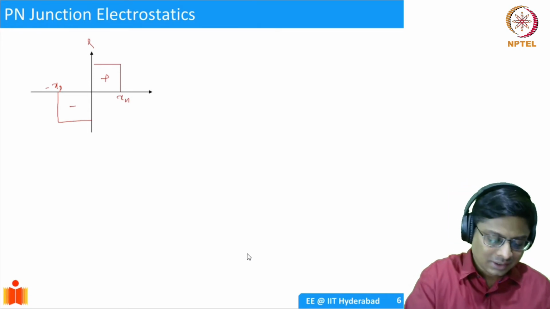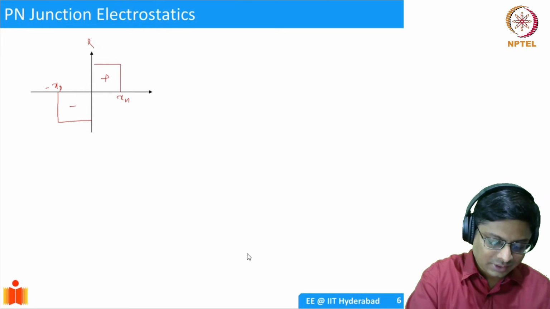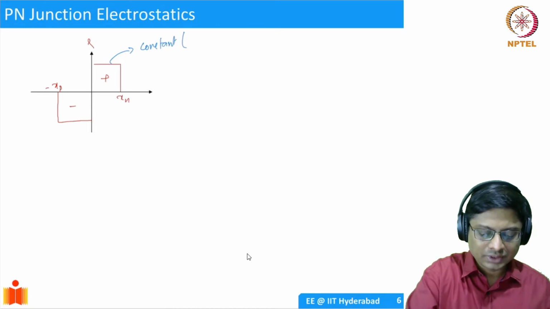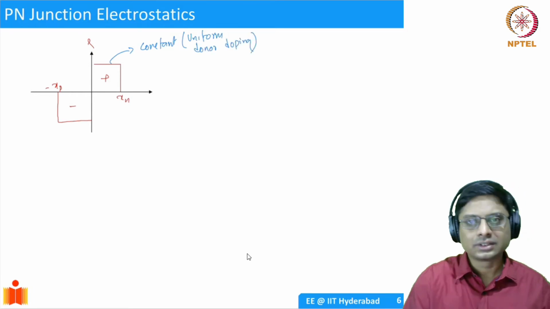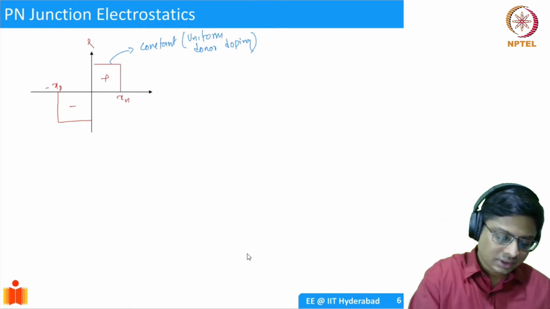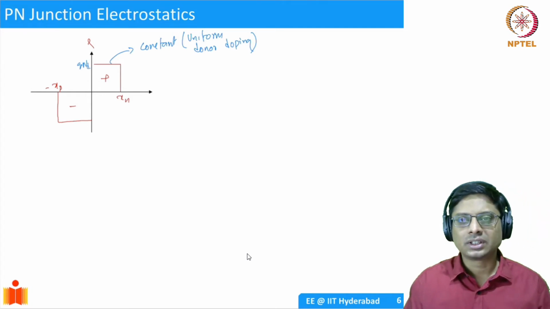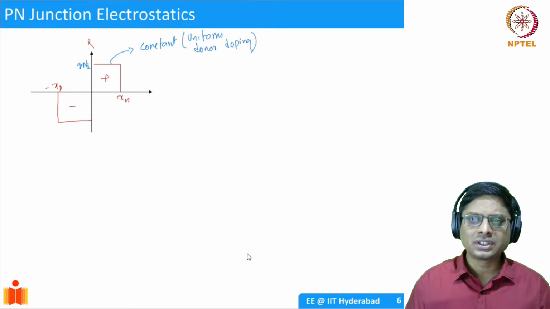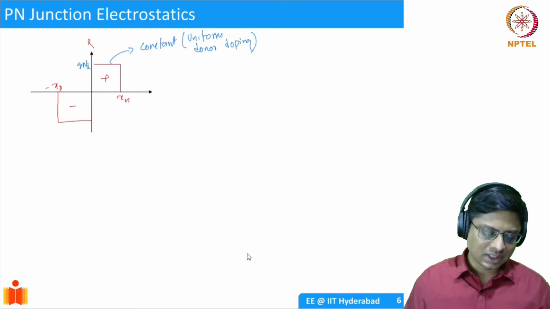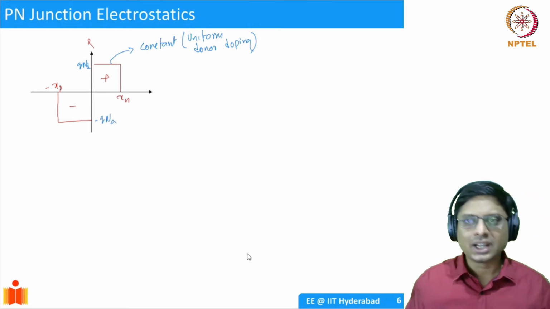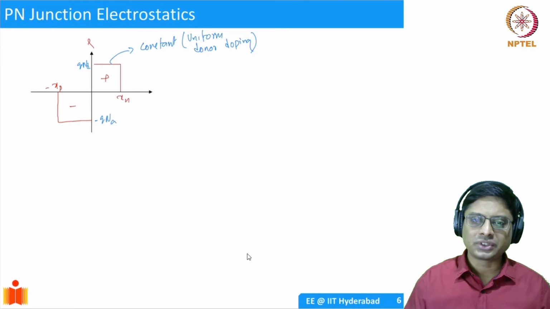So because of that, your profile here is constant, because of uniform donor doping. So what is the charge? This is going to be Q times ND, basically the charge of the electron times the donor atoms. And then similarly on the acceptor side, it's going to be minus Q times Na. Na is a density, and the charge is Q, minus because it's a negative charge.